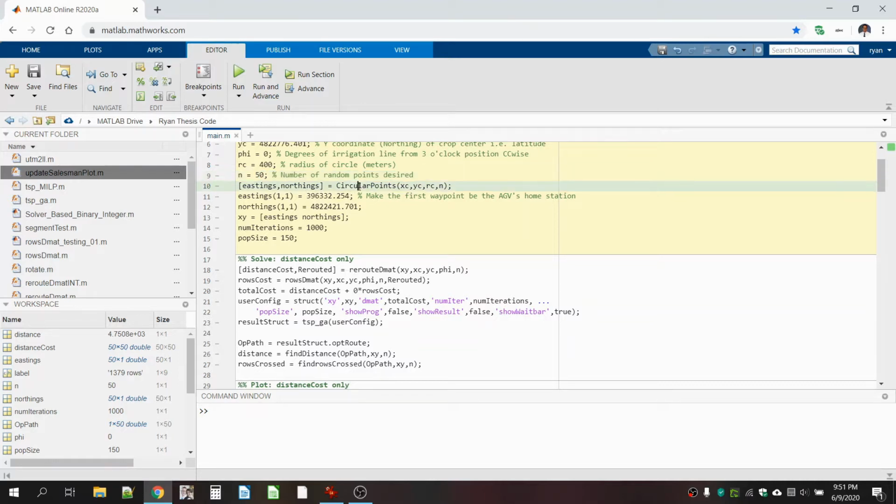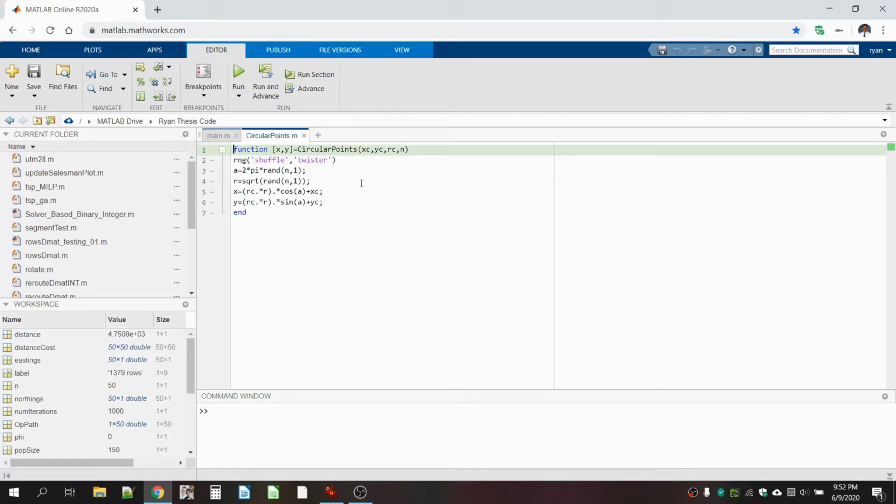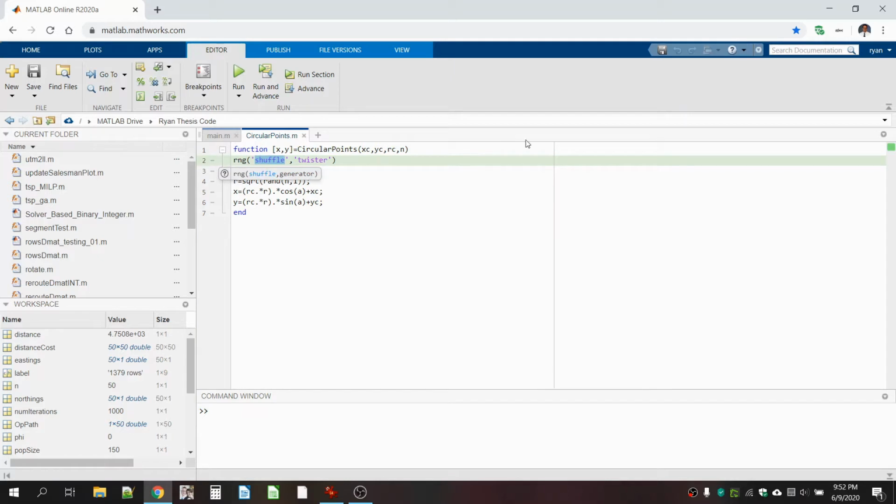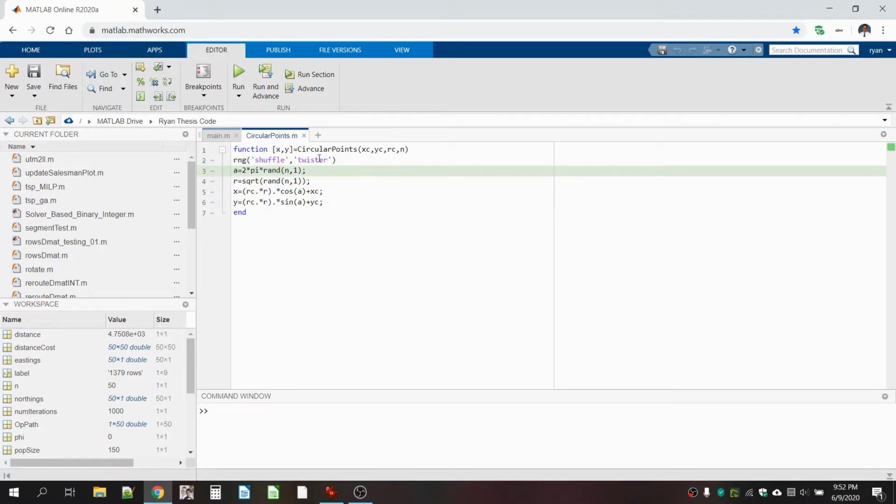Alright, so here's our first function called circular points. If you have your cursor in this function and hit Control D, it'll take you to that function. So here I'm defining what type of random number generator I'm going to be using. I'm using shuffle, which if I remember right means you start at a different number generation every time you turn on Matlab, and twister is the type of random number generator I'm using. With everything I'm talking about, you can find documentation on Matlab.